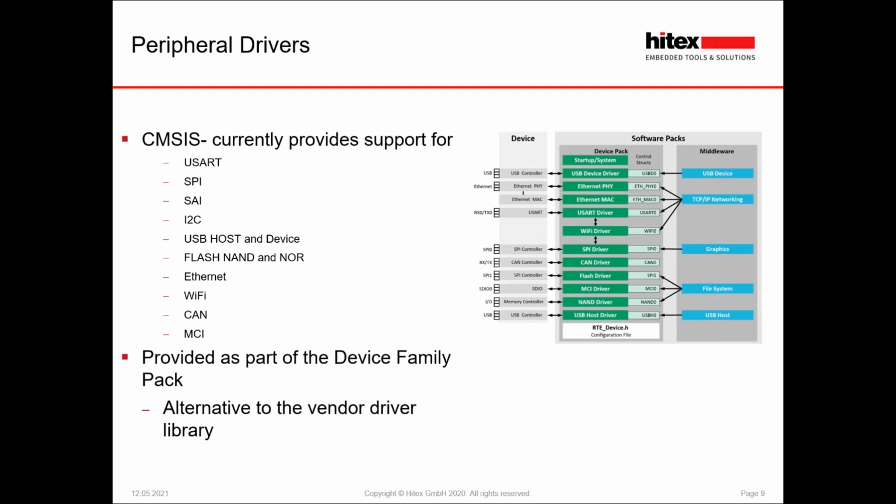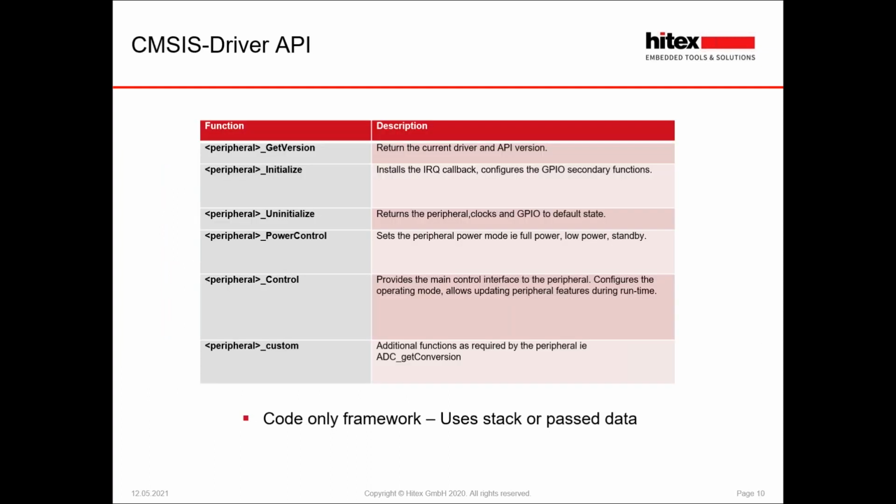We can then add those to our project, and from there we have a fairly standard user API for them. Here we can, for example, call initialize. This will configure the GPIO and install a callback function. We've then got a main control function that we can use to set up the peripheral, and then we may have some custom functions to actually use that peripheral.